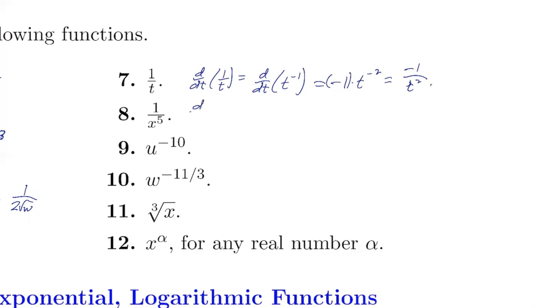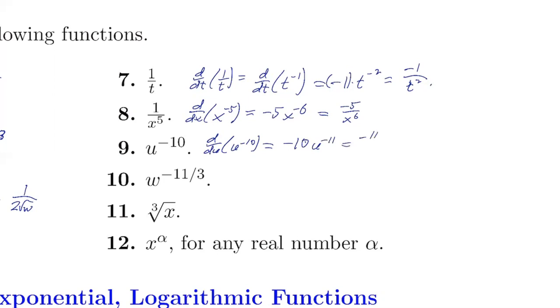1 over x to the 5th. Well, I'll even just go ahead and say that's x to the minus 5. But again, we subtract 1. So this actually becomes minus 5x to the minus 6, right? Because we're subtracting 1 from minus 5. And again, you could rewrite that as minus 5 over x to the 6th. Yeah, I mean, these are kind of all the same. Just trying to blitz you with a bunch of them. You could write that as minus 10 over u to the 11th. I suppose I'll go ahead and do that.